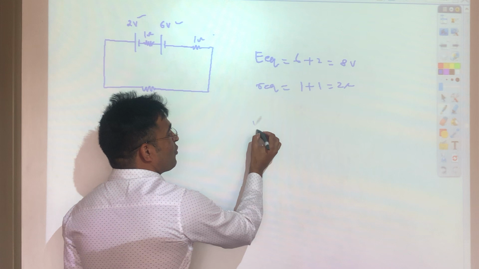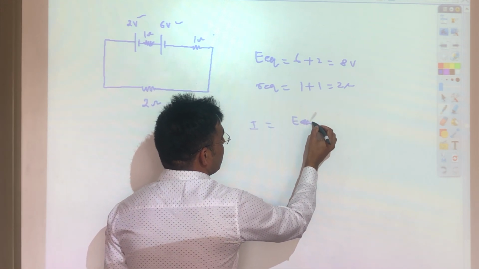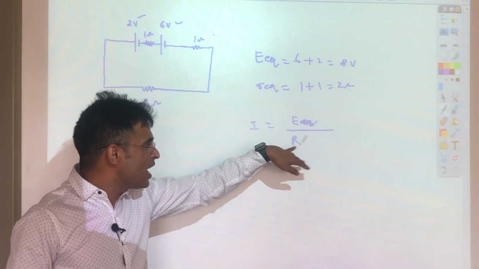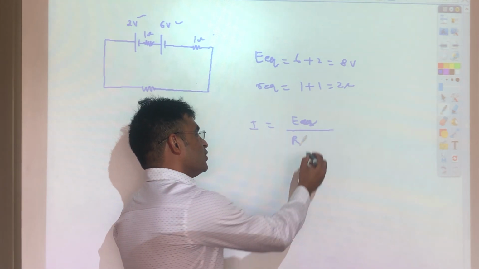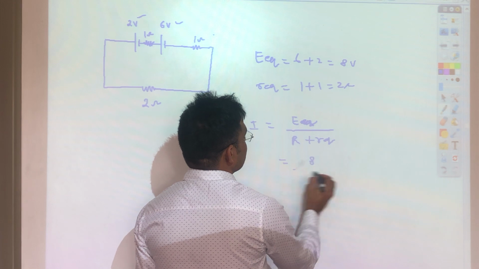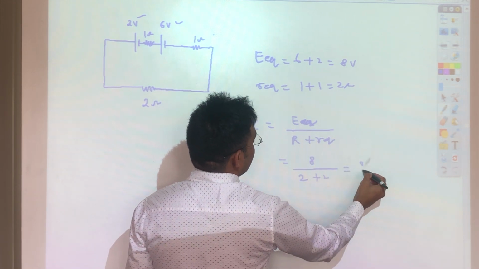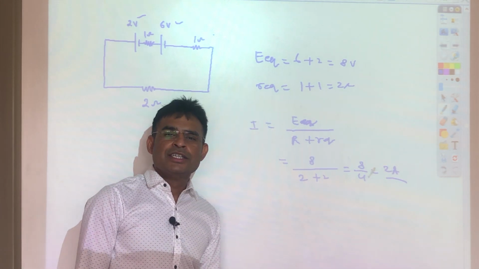And if I ask you what the current is, you know we have just done one formula, E equivalent divided by R plus R equivalent, just 2 minutes back. So we can put in these values: E equivalent is 8, capital R is 2, R equivalent is 2, so 8 divided by 4, that is 2 ampere. So that is the application of a series combination.